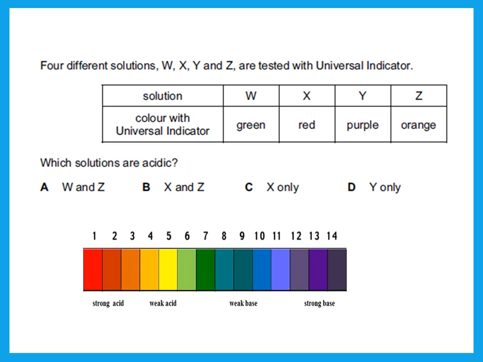Y is purple. What does purple mean? It means it's a base. Z gave me orange. Where is orange? That's acid. So that means the ones that are acidic are X and Z. So my answer is B.